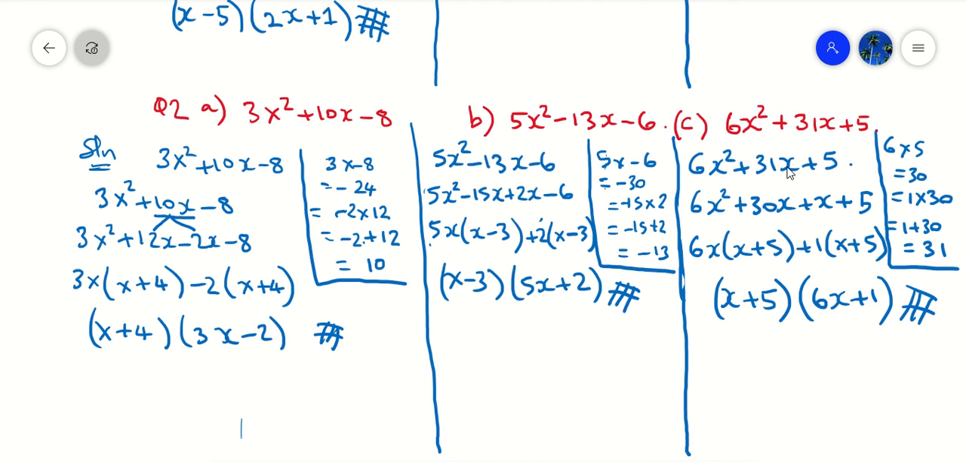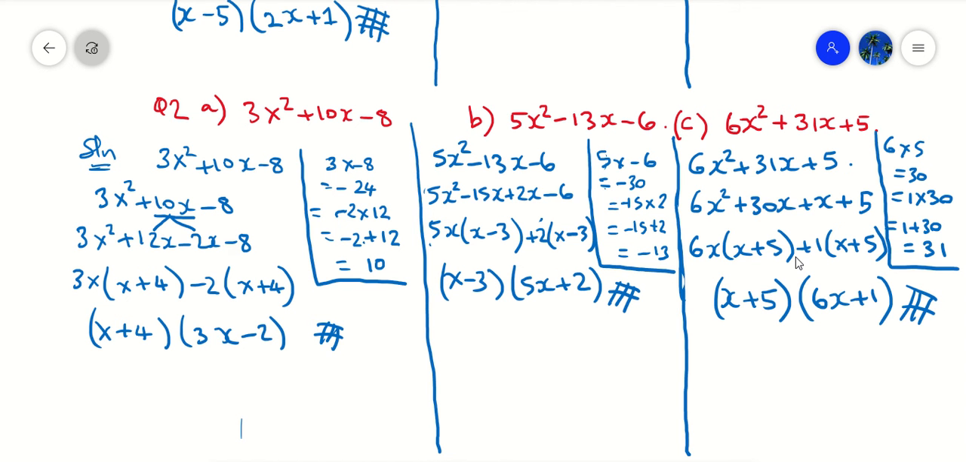And then again, do the same thing on part C. Just multiply 6 times 5, it gives me 30. Factors of 30, 1 times 30, gives me 30. At the same time, if I add them, they will give me 31. So split 31 with 30 and 1, and then factorize as well. We've been doing this all the time.